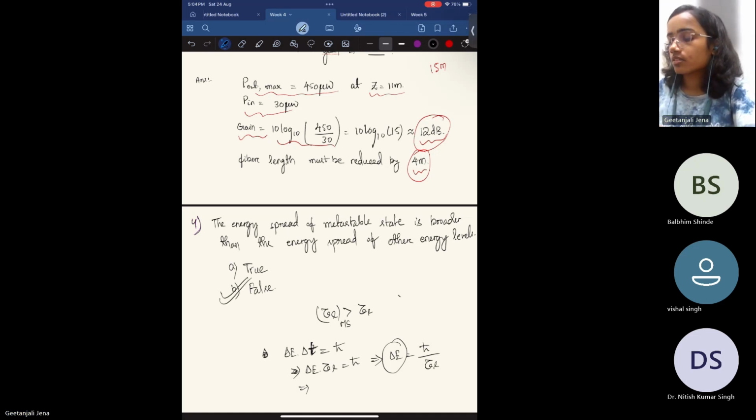Okay. So these are some of the basic problems that cover EDFA as well as the broadening problem. Now let us move to the week 5 content.